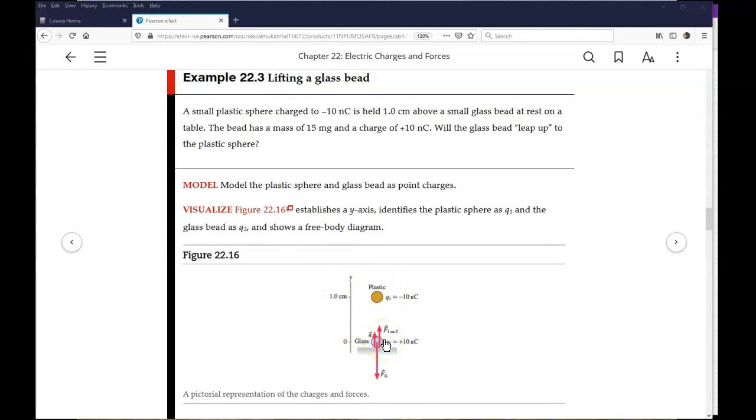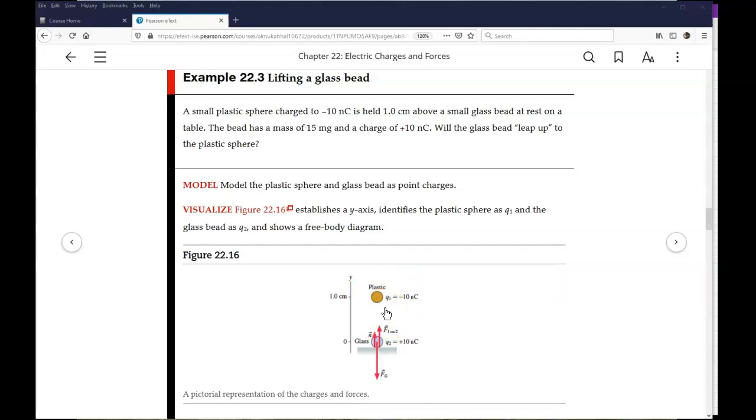So if you let go of the glass bead, would it leap up to the plastic bead, or will it just stay there? Why would it stay there? Well, it has a weight, correct? There is gravitational pull on it versus a Coulombic attraction, from Coulomb's law. We want to calculate the Coulombic attraction and the weight of the bead and see which one is greater. If the weight is greater, it's not going to leap up. If the Coulombic attraction is greater than the weight, then it will leap up to the plastic. Of course, we're assuming the whole environment is in vacuum.